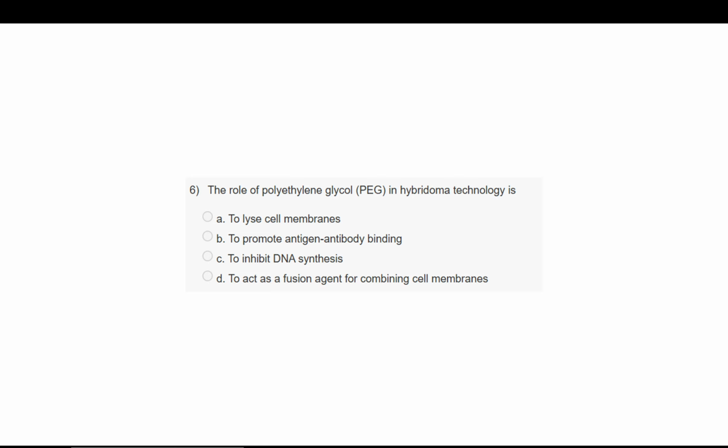The role of polyethylene glycol in hybridoma technology is to lyse cell membranes to promote antigen antibody binding, to inhibit DNA synthesis, or to act as a fusion agent to combine cell membranes. The answer is D, to act as a fusion agent to combine the cell membrane.